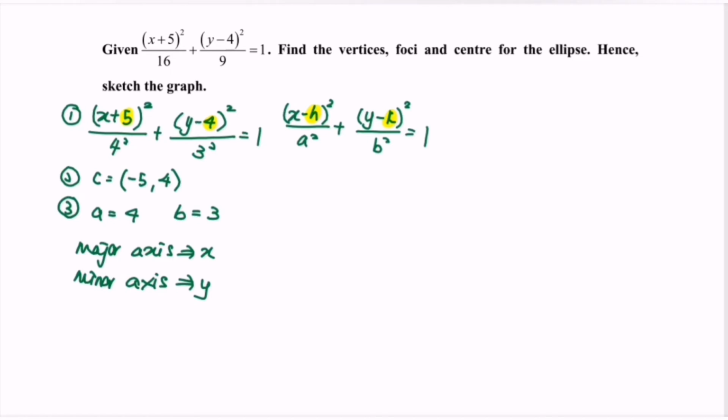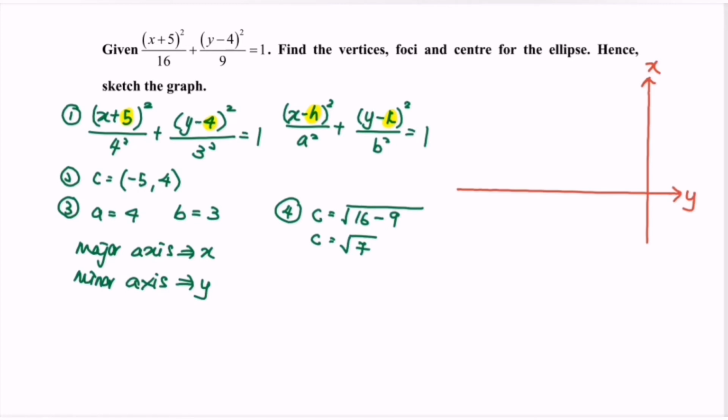Step number 4, identify the c. So c is the square root of a squared minus b squared, so 16 minus 9. So c will be equal to the square root of 7. Next, what we have to do is refer to the graph.